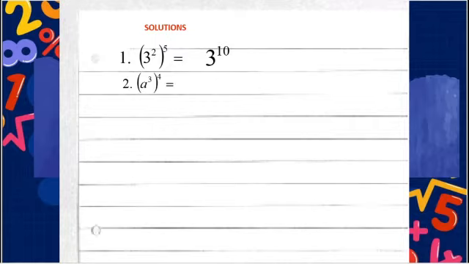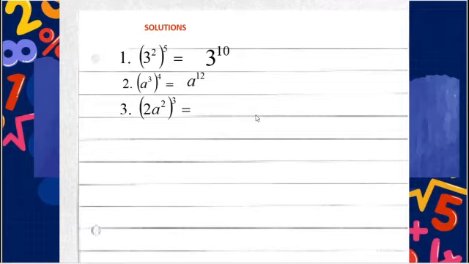Next. Quantity a cubed, quantity to the 4th power. Kung ang sagot mo ay a to the 12th power, tama ka. So, ang gagawin lang natin is to multiply 3 and 4. So, 3 times 4 is equal to 12. So, copy the base lang, which is a.